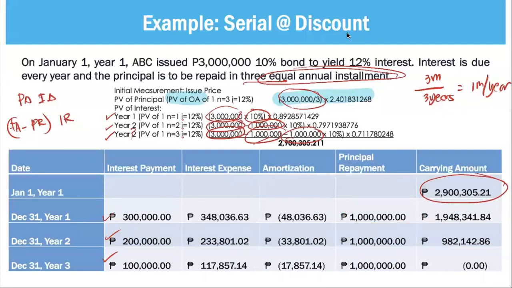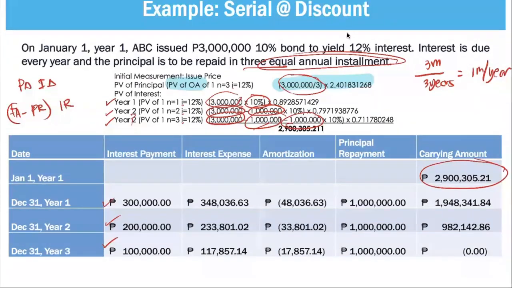Once you computed your carrying amount, you compute your interest expense. We already did that. Interest expense is equal to your carrying amount multiplied by your yield rate or effective interest rate. So 2,903,05.21 times 12% interest. And then amortization is still the same: interest payment less interest expense. That is the amortization. To get your total amortization, we take your principal repayment and your amortization and get the net. So we have 1 million less 48,036.63.